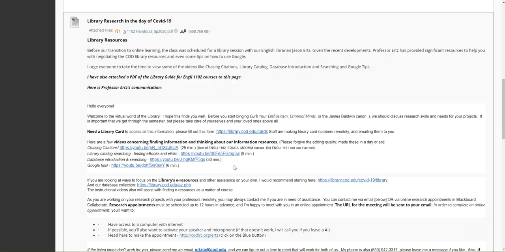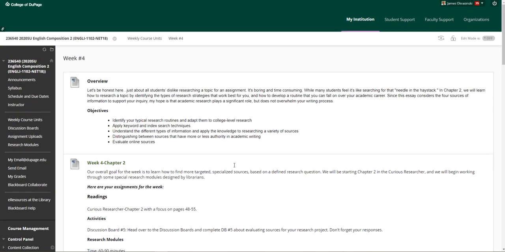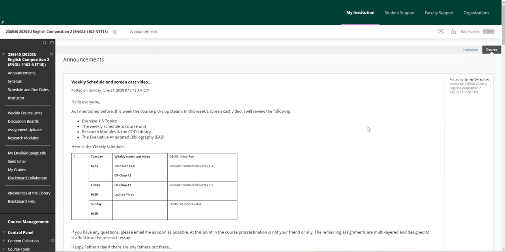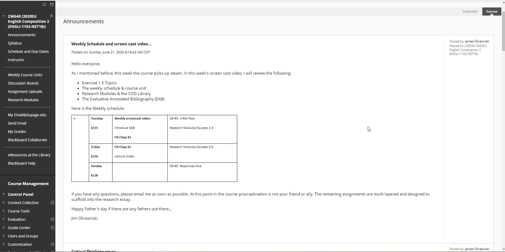I'm working with Twenge and Lukianoff and Haidt, right? All right, so sorry for the length on this. It's running about 15 minutes, but the initial post is due on Tuesday, research modules 1 to 4, research modules 5 and 6, and then responses are due on Sunday. In between that time, I would start work on researching for your topic.